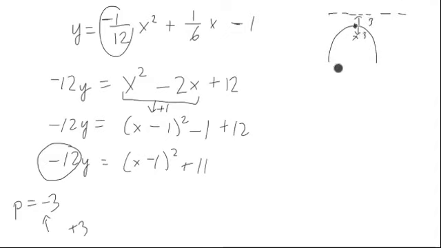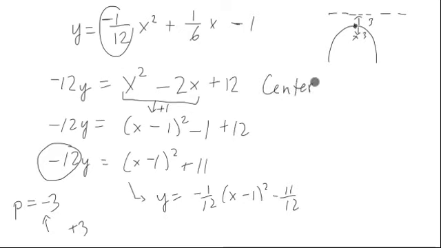So let's find the center. We find the center by rewriting this in regular standard form. So we have a coefficient of 1 for the y, and we end up getting y is equal to, so we have to divide everything by -12 now, -1/12 x minus 1 quantity squared, and minus 11/12, divide 11 by -12. So it looks like our center is at 1, -11/12. Just reading that from here, 1, -11/12.